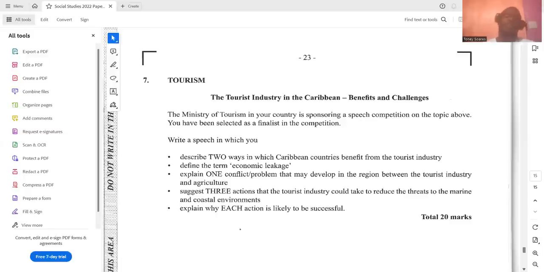Next part now says, suggest three actions that the tourist industry could take to reduce the threats to the marine and coastal environments. Then you are going to justify this, right? One of the things that the tourism industry could do to reduce the threats to marine and coastal environments is to have regular beach cleanups. That is going to be effective because the waste that actually pollutes the waters and can cause all kinds of significant harm and damage to marine and coastal environments will be reduced. So when the garbage is gone, little to no damage can actually take place.